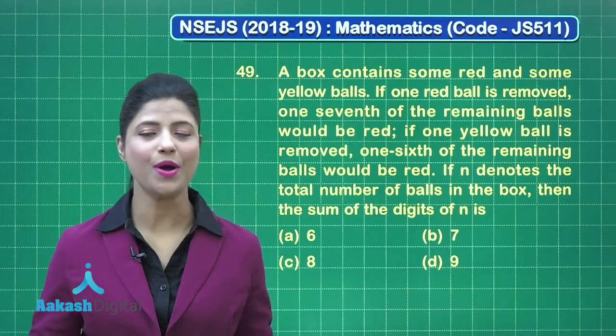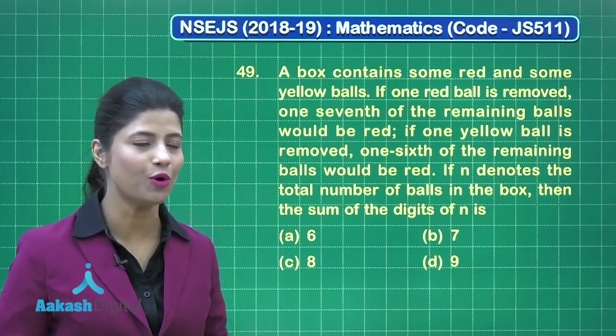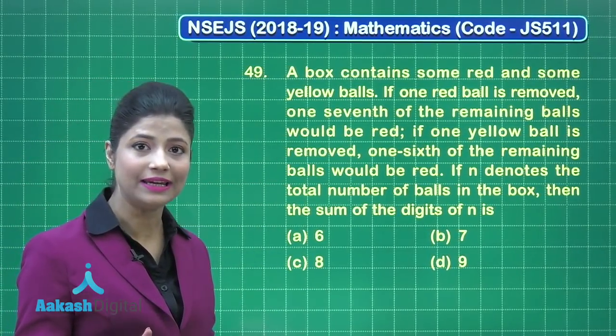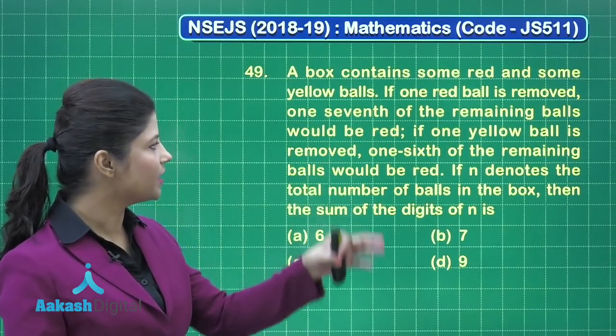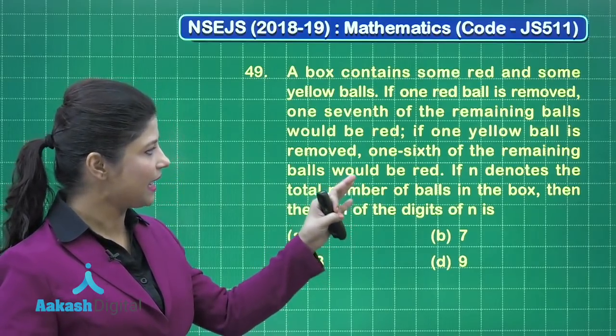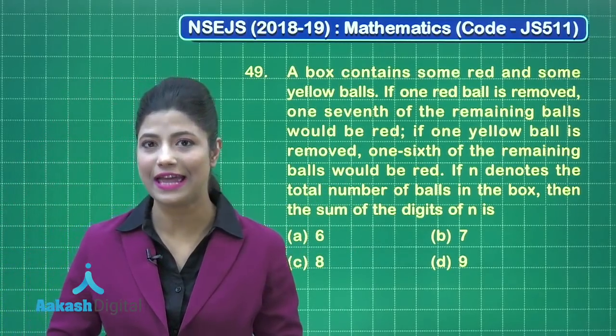Now let's discuss question number 49. It states here that a box contains some red and some yellow balls. If one red ball is removed, 1/7 of the remaining is equal to red. If one yellow ball is removed, 1/6 of the remaining is equal to red. If n denotes the total number of balls in the box, then the sum of the digits of n is.